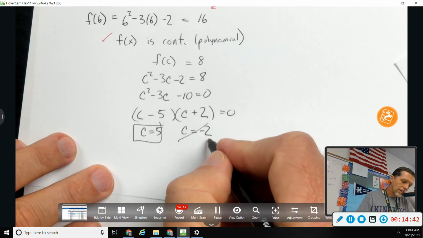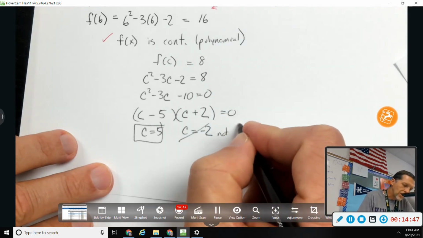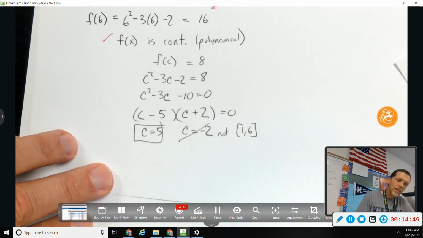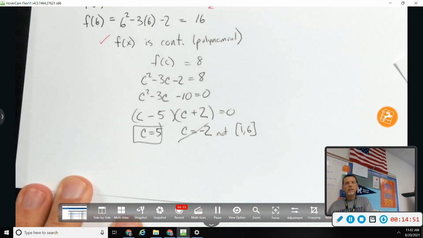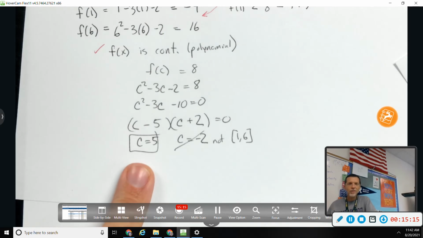Negative 2 is not part of the intermediate value that we're looking for. So it's not wrong, like we didn't do any algebra wrong, but it's not on the interval that we're looking at. It's not intermediate to 1 and 6. There was only one place that was intermediate to 1 and 6. So is it continuous, and is the y value intermediate? If those two conditions are met, then the x value will be intermediate. But make sure you only pick the value that's intermediate.